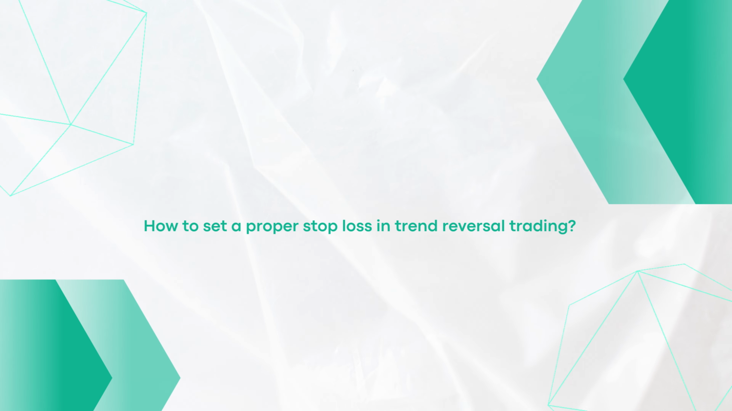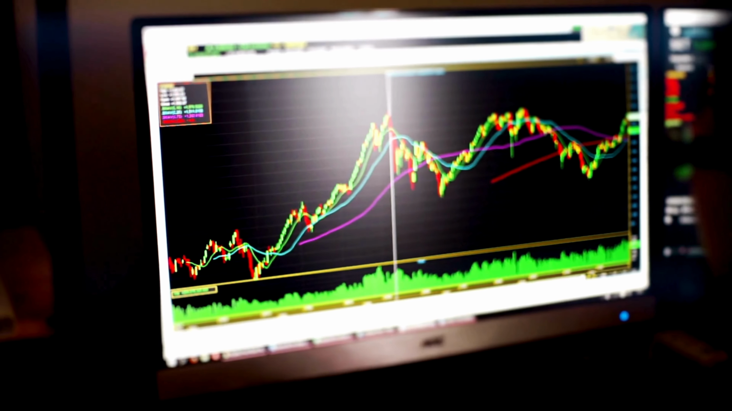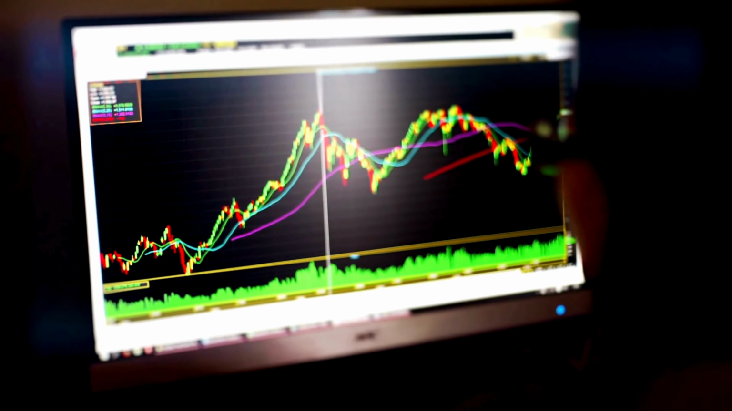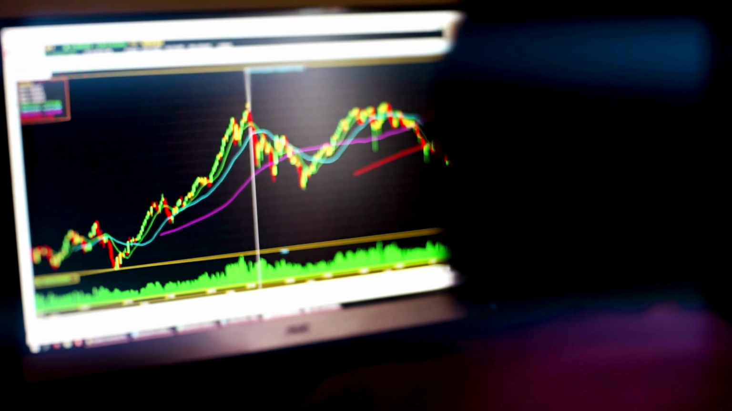How to set a proper stop loss in trend reversal trading. When it comes to stop loss, you want to place it at a level that invalidates your trading setup. This means if your stop loss is hit, then the trend reversal patterns are broken and there's no reason to stay in the trade any longer.